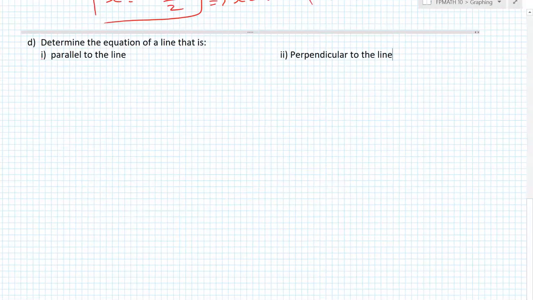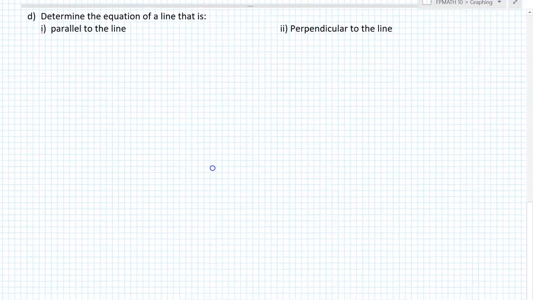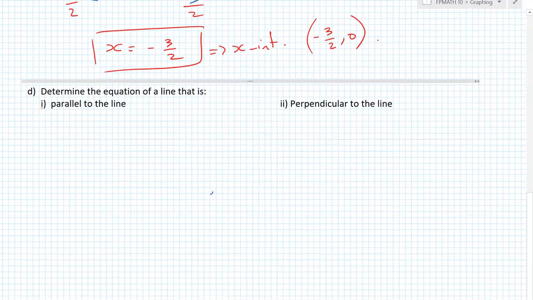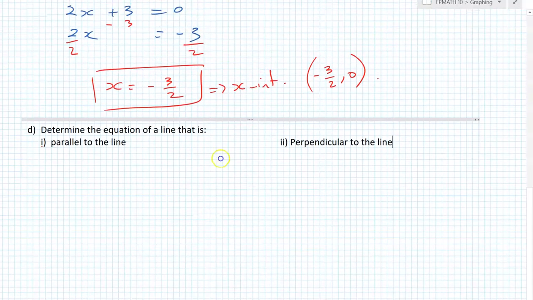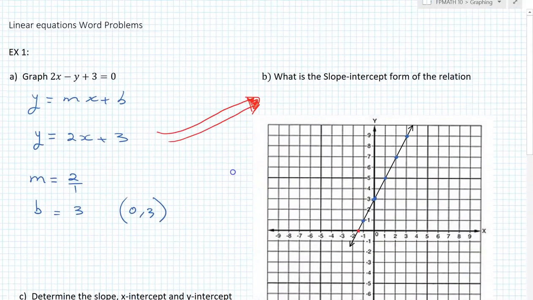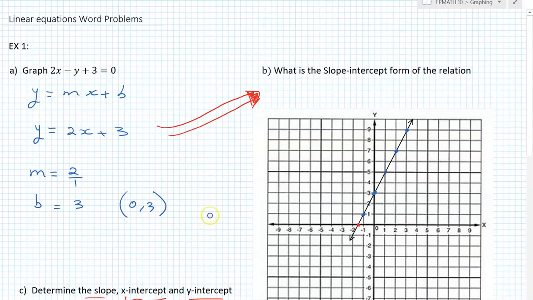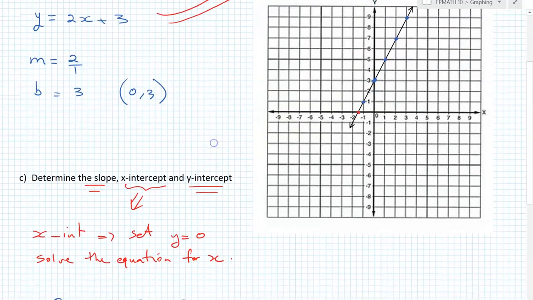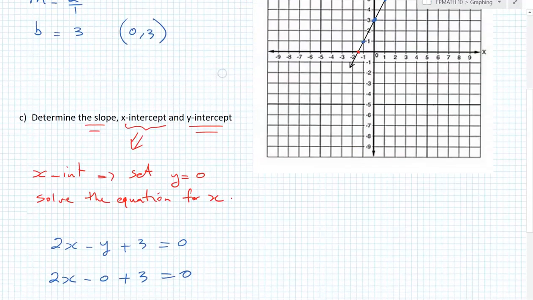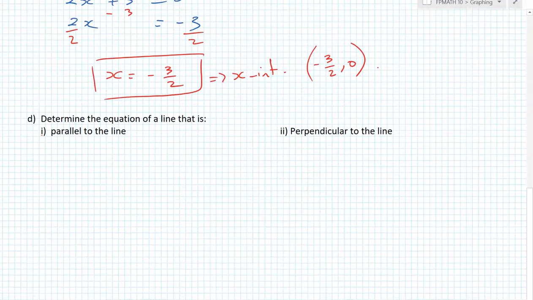So let's go ahead and add a couple more questions that are related. In this case, we want to come up with the equation of a line that is parallel to the original, and a perpendicular line that is related to the original graph. Because we have already created the slope-intercept form, y equals 2x plus 3, we know what that is. So let's write the original as y equals 2x plus 3. That was the original line.